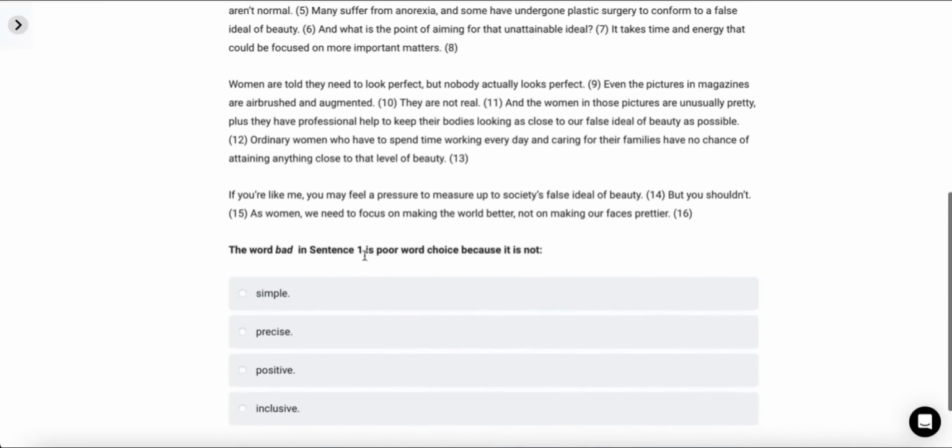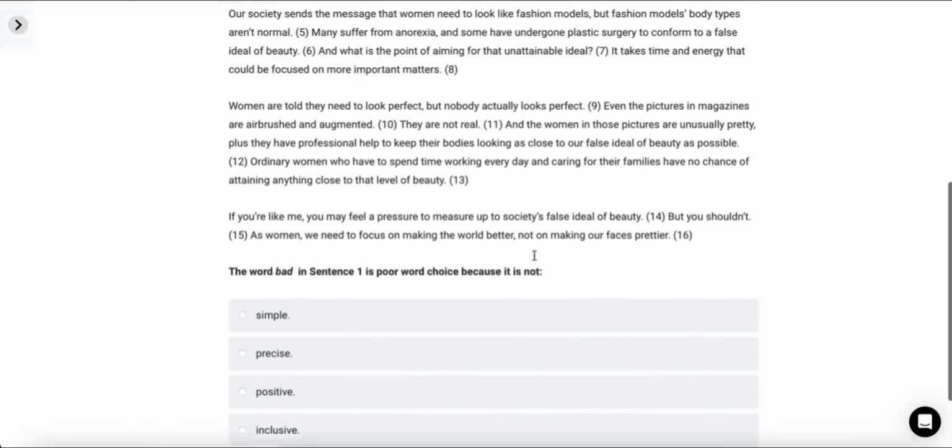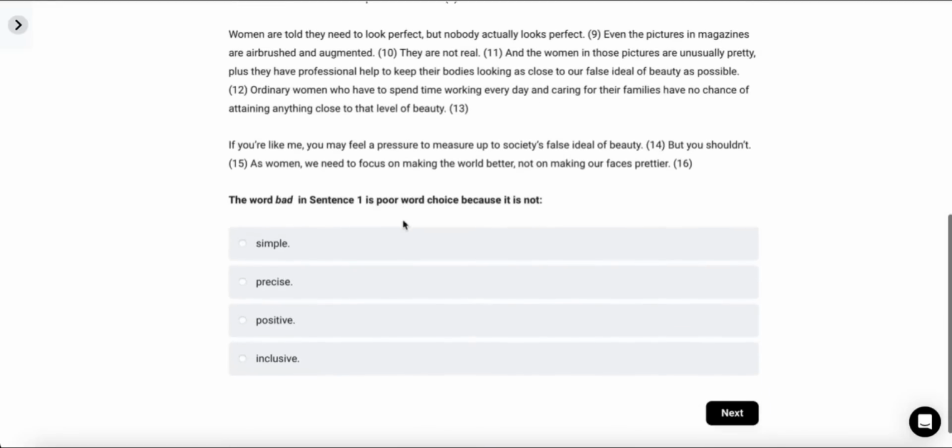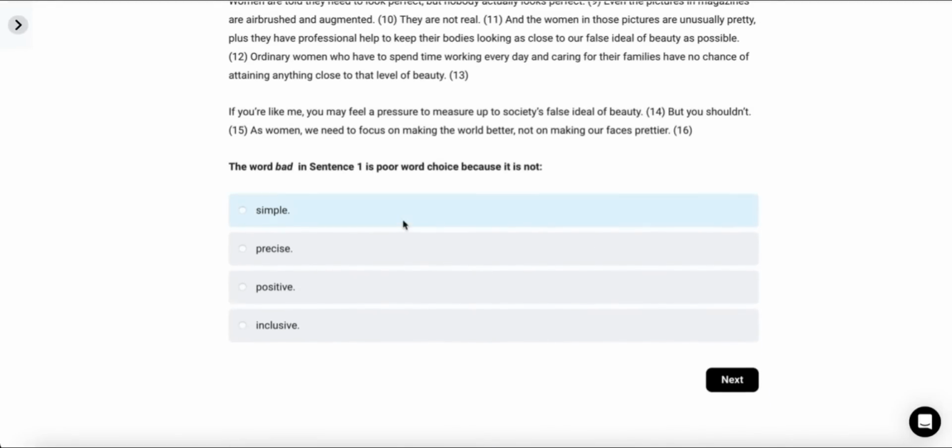The word bad in sentence 1 is poor word choice because it is not specific. Let's look at the sentence. Last week, I saw a bad television commercial. Imagine if you asked someone an opinion on something and they just said that it was bad. Being bad is a pretty broad answer, don't you think? And it can have a few meanings. Was the commercial of poor quality? Or did the author think it was immoral?